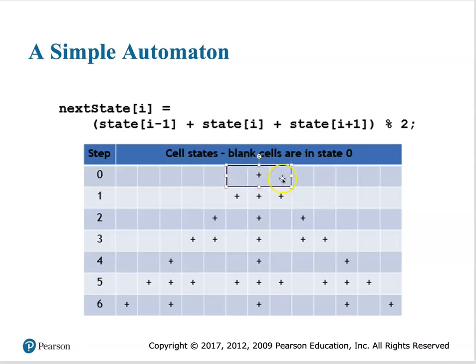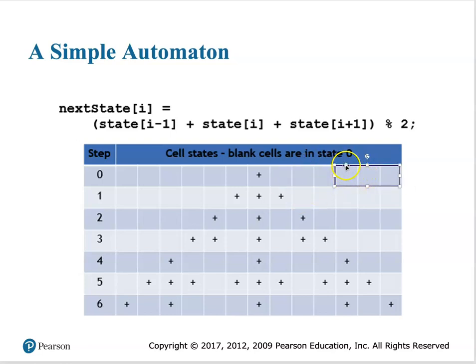That becomes our plus. We move right. Left, center, right. 0 plus 1 plus 0 equals 1. 1 mod 2 is 1, and that becomes our value. i++, we move over. 1 left, center, right. 1 plus 0 plus 0 is 1. 1 mod 2 is 1. That cell gets turned on. And i++, and we move over, and we can see 0, 0, 0, 0 mod 2.